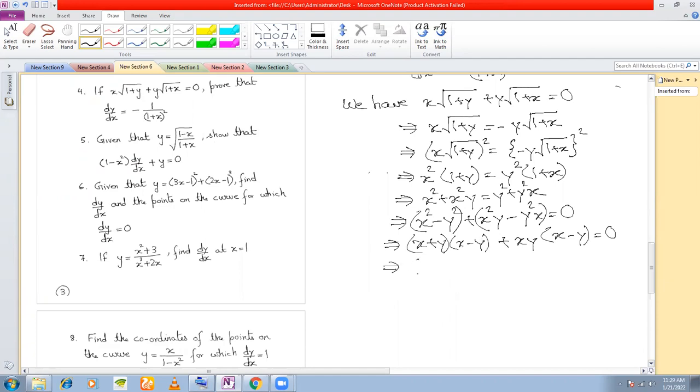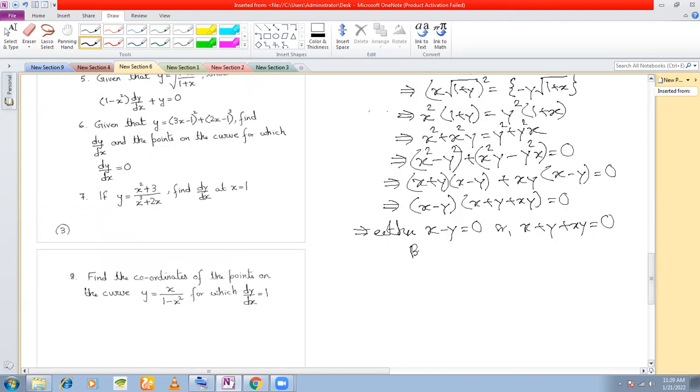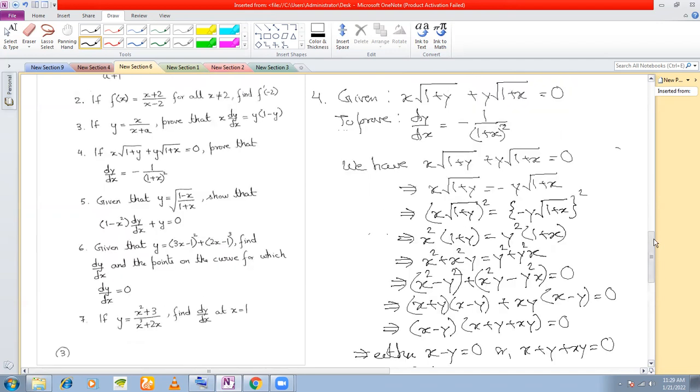So now from here I can take x minus y common, and I get x plus y plus xy is equal to 0. That means now I factorize this. That means what do I have? Either x minus y is equal to 0, or x plus y plus xy is equal to 0. But x is not equal to y, isn't it?